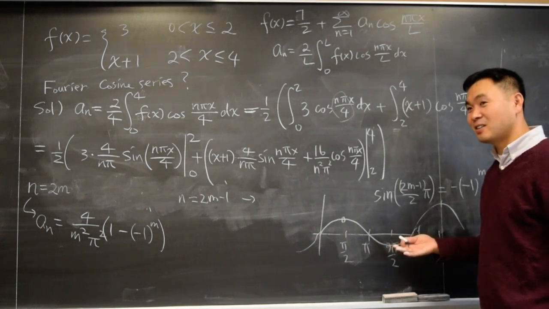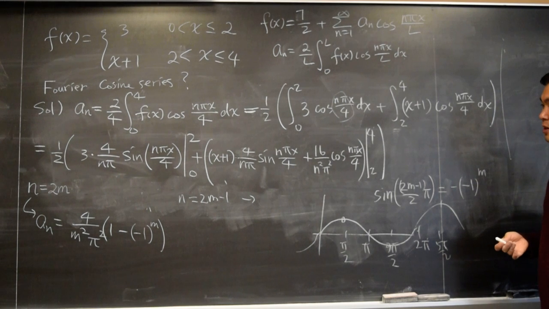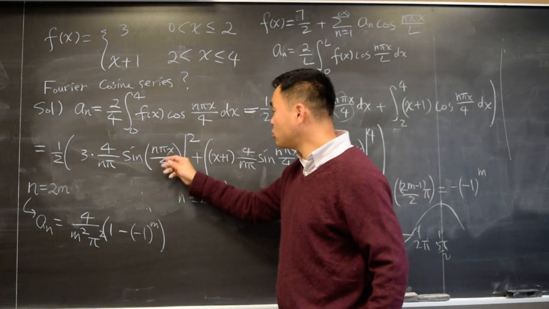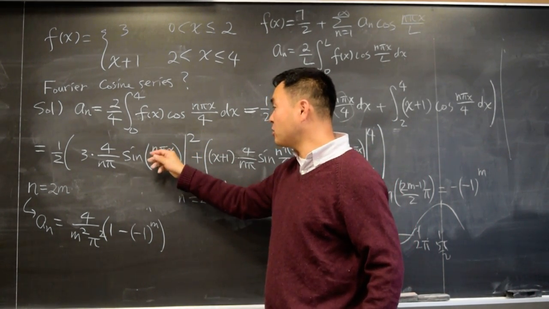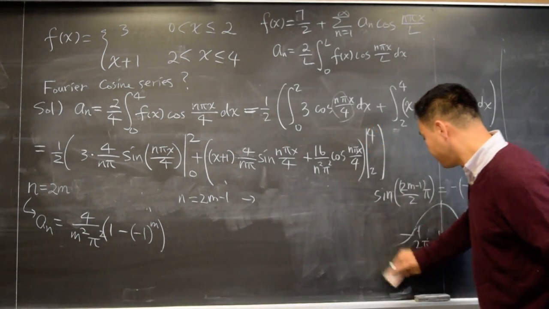Why? Okay, so we have this following equality, and that's what we have to use, because when you plug in 2, 2 over 4 is 1/2, and you get exactly that. Okay? So let's see what happens.